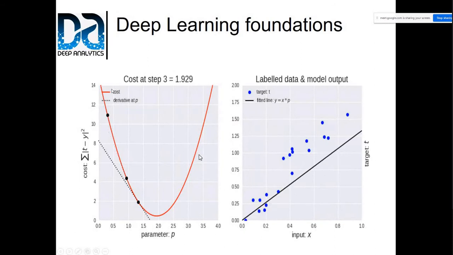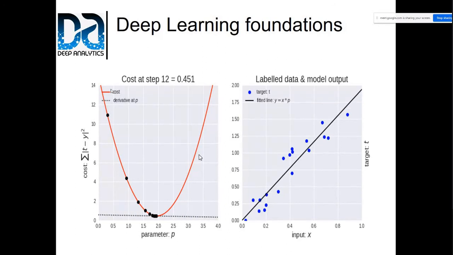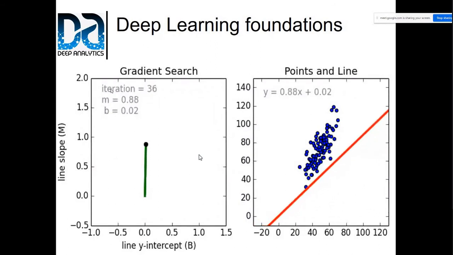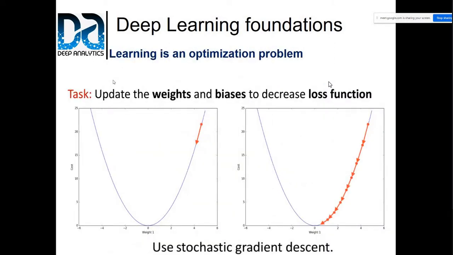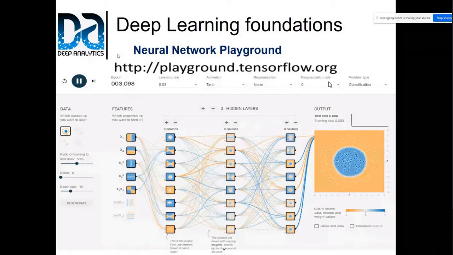All right. So you guys remember loss function, cost function, and gradient descent, right? What is important to know from what we've done, so you'll be very comfortable when we're doing the coding. We are saying the learning is an optimization problem. We update the weights and biases to decrease the loss function.